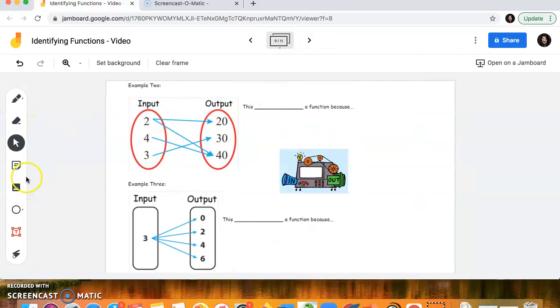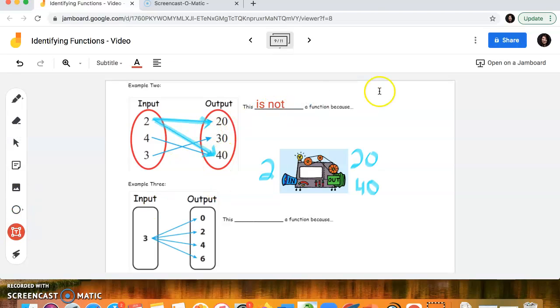Here, same idea. You can pretty quickly tell if these are functions because if we look at the number 2, the input is 2, but it has an output of 20 and an output of 40. It has two outputs. We know that a function can only have one output. This one has two. So this is not a function because the 2 has 2 outputs.